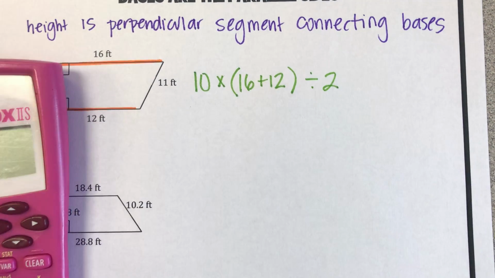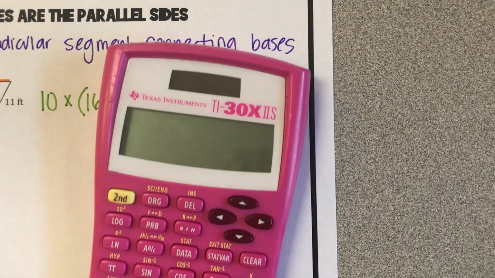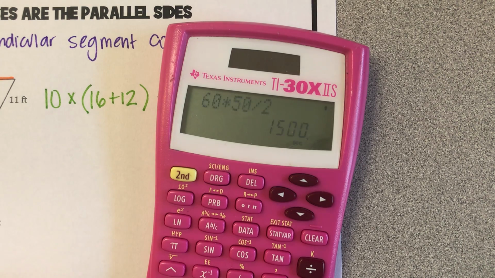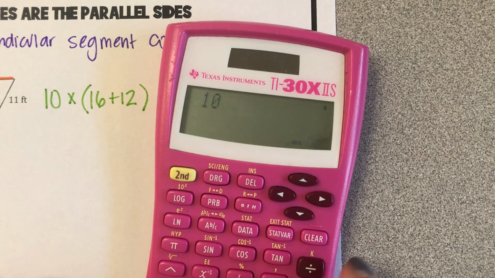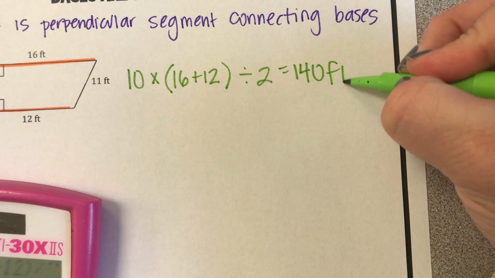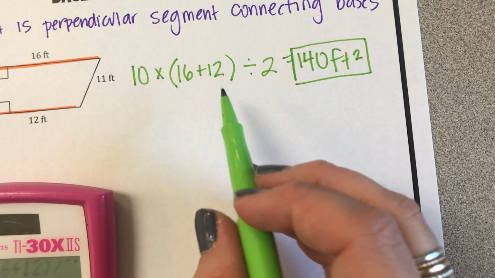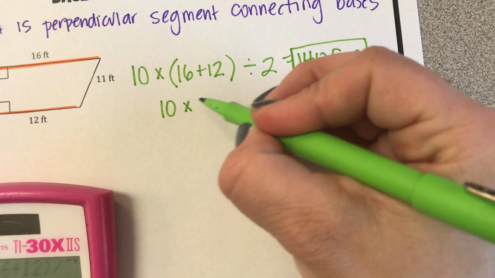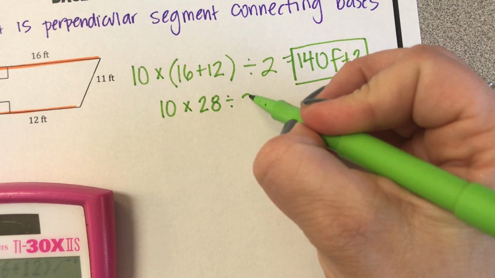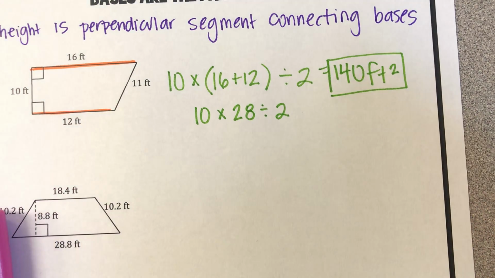So if you're using a calculator like this one, you can do this all in one step. Oops, let me see if I can get it to where you can see it. So we're going to do 10 times 16 plus 12 divided by 2. And we get 140. And because it's area, it's units squared. Okay, if you don't have a calculator like this, you might need to add together the bases first. So 10 times 28 divided by 2. And again, I got the 28 by finding the sum of the bases.